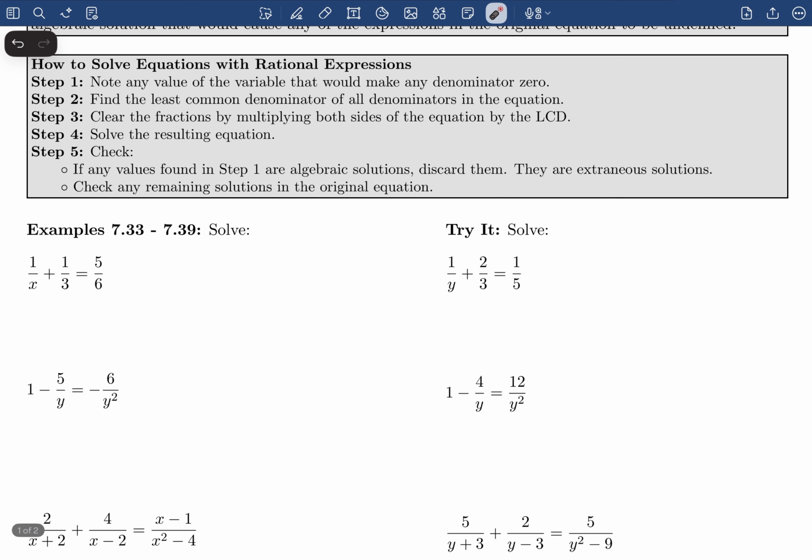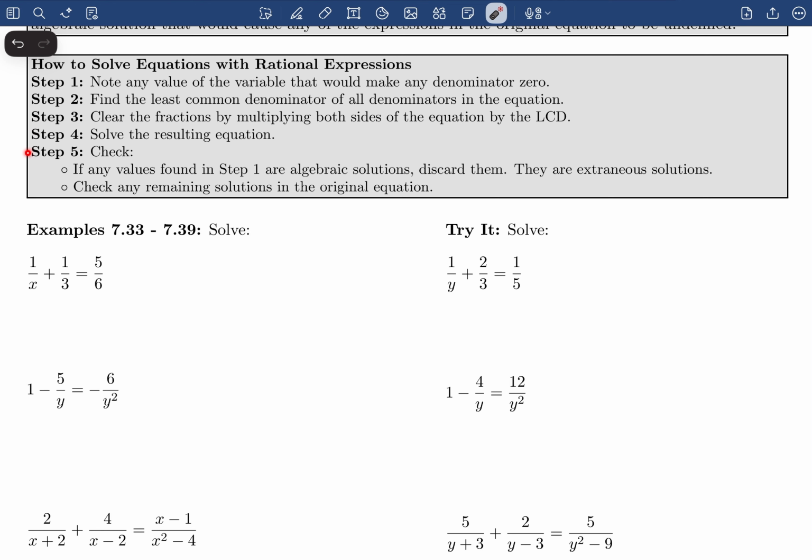Okay, here's a how-to-solve-equations-with-rational-expressions step process. So how do you solve equations with rational expressions? Step one, take note of any value of the variable that would cause the denominator to become zero. Step two, find the least common denominator of all denominators in the equation. Step three, clear the fractions by multiplying both sides of the equation by the least common denominator, LCD. Step four, solve the resulting equation.